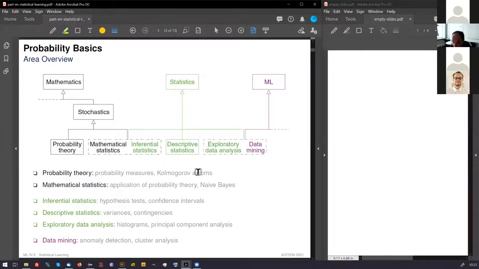And at the outer range, you see machine learning, where in the form of data mining, anomaly detection or cluster analysis it also belongs somehow to statistics. However, what we need today, and what we need for Bayes, is this.